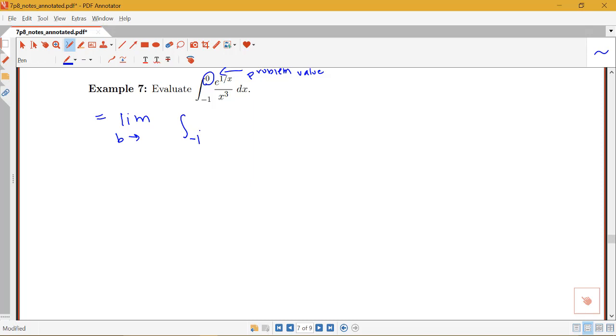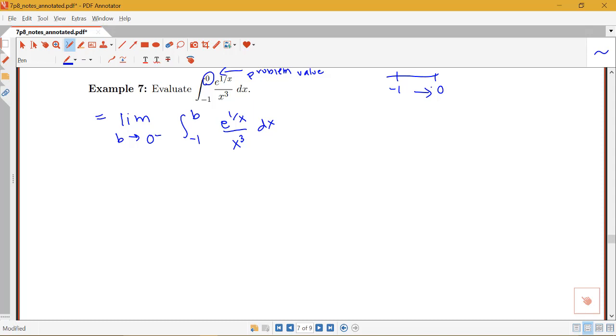So this is going to be an integral from -1 to b of e to the 1 over x cubed dx. And we're going to be approaching 0 from the left. Remember, we're always approaching our value from inside the interval. So in this case, that means approaching 0 from the left.